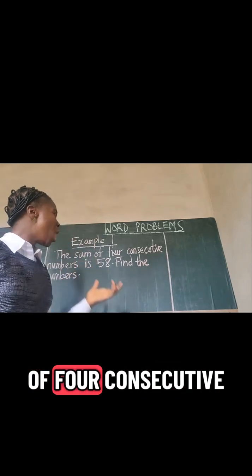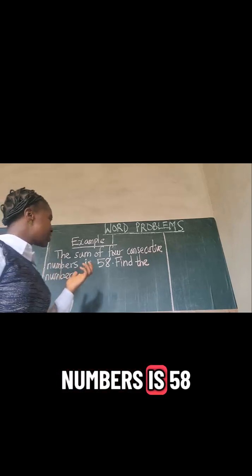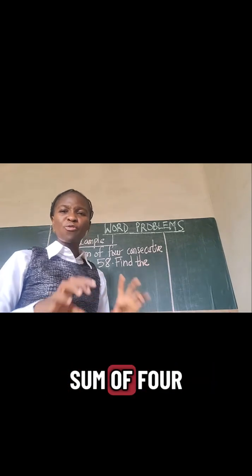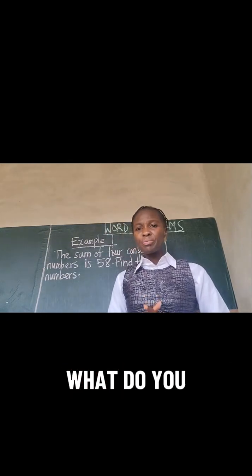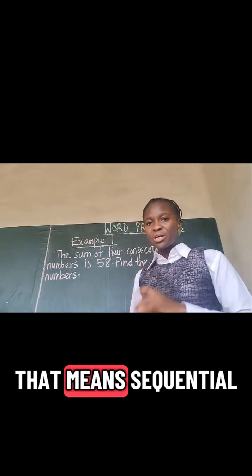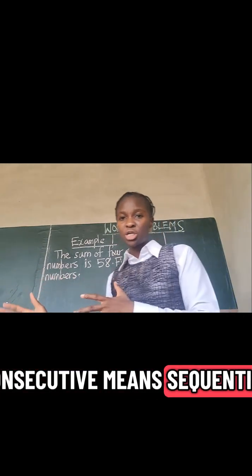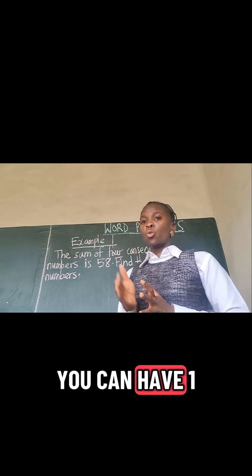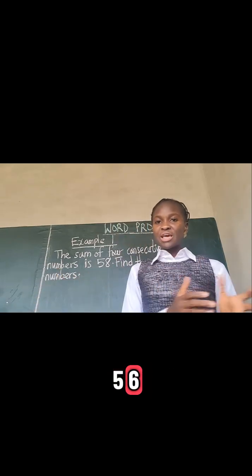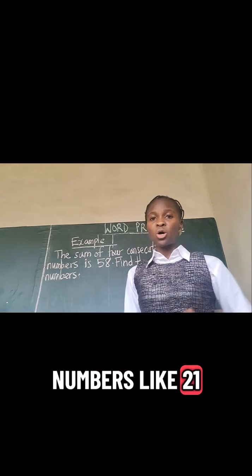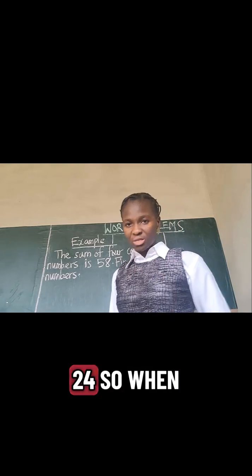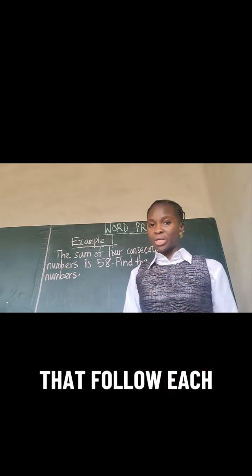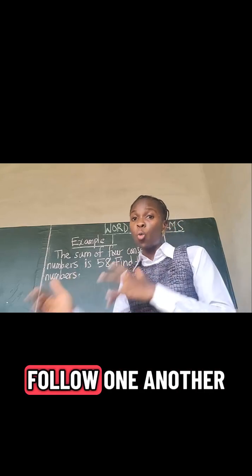Now, the sum of 4 consecutive numbers is 58. Find the numbers. Now, we are talking about the sum of 4 consecutive numbers. What do we mean by consecutive? Consecutive means sequential, numbers that follow one another. Like you can have 1, 2, 3, 4, 5, 6, 7, 8. Those are consecutive numbers, like 21, 22, 23, 24. So when you say consecutive, they are numbers that follow one another.